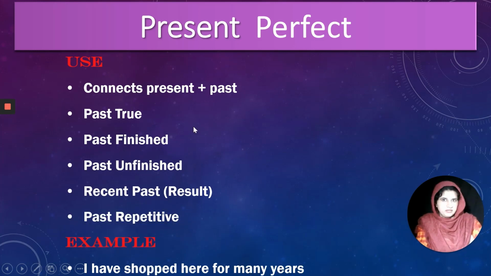Past repetitive. It means that any activity in the past which repeatedly took place, right? And it is still true. अभी भी है. For example, I have shopped here for many years, right? It doesn't mean that shopping took place for many years continuously. Maybe shopping took place in intervals, but it was a repeating action एंड बार बार ये इंटरवल्स के साथ हुआ, राइट? तो इस तरह की एक्टिविटीज के लिए भी हम यूज करते हैं प्रेजेंट परफेक्ट टेंस.